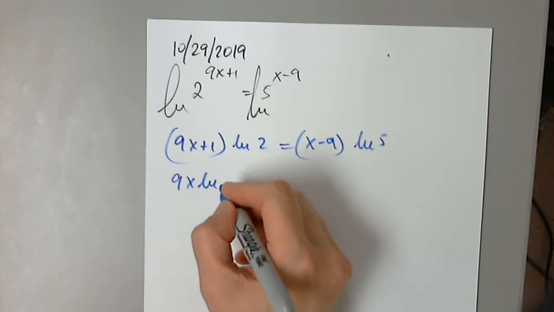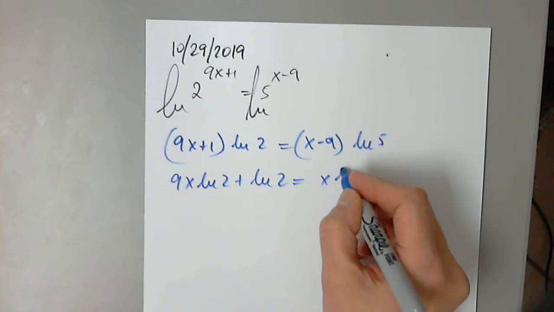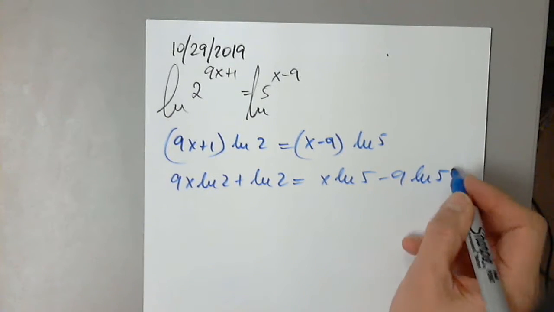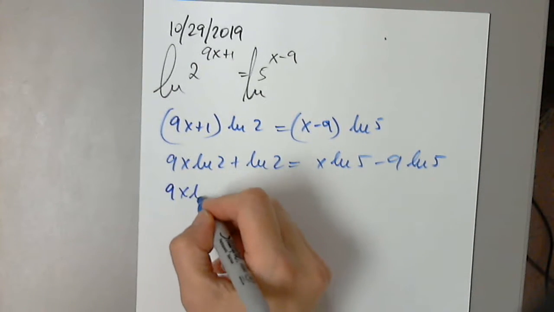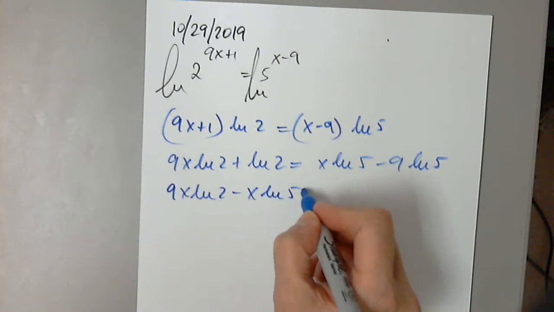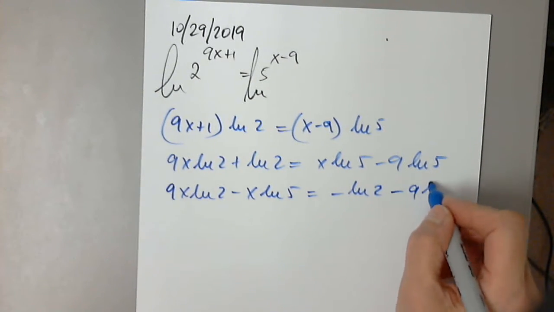So we get 9x natural log 2 plus natural log 2 equals x natural log 5 minus 9 natural log 5. That will be our next step. Now, do not get impressed by natural log 2 being just a number, or natural log 5, just a number. I see two terms have x in them, so I will move this term to this side and move natural log 2 to the other, because I'm solving for x. So 9x natural log 2 minus x natural log 5 equals negative natural log 2 minus 9 natural log 5.